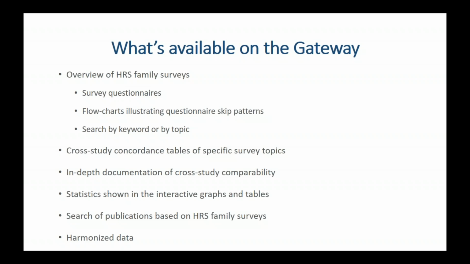We also have an interactive graphs and tables function, in which you can access instant statistics for the variables of interest without even having to download any data. The website also provides a large library of publications based on the HRS family surveys. And one of the most useful features we offer is the set of harmonized datasets for several of these surveys. Harmonized datasets are a user-friendly subset of the original data that includes the most frequently used variables, just like the RAND HRS is for the HRS.